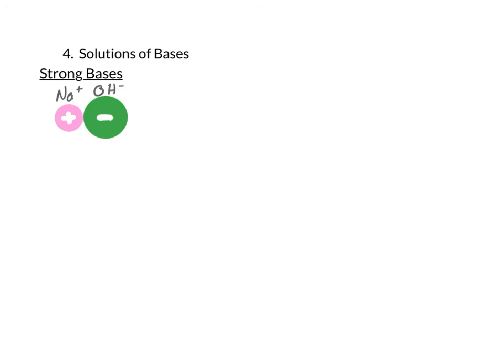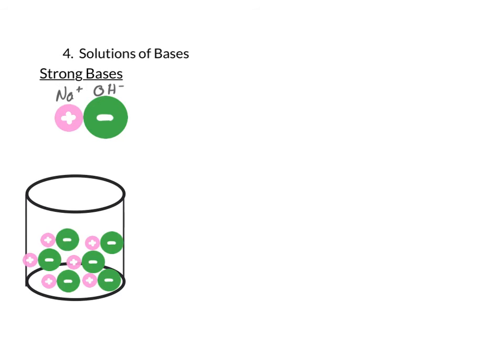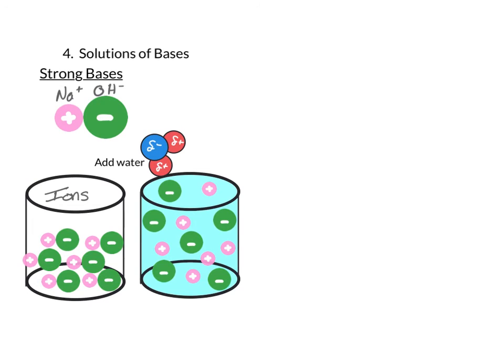And since this is a compound, we'll show it as a collection of those particles. And now I'd like to add water to it. See what happens? We add water, you'll notice that it becomes completely ionized. So strong bases are 100% ions, as we saw with the strong acids. In this case, though, they are 100% ions because they were already ionic. They didn't dissolve and then ionize, they were just ionic originally.